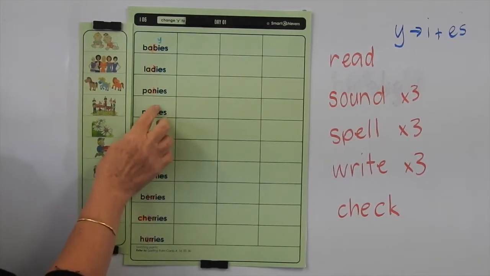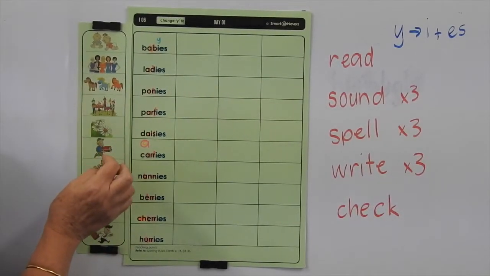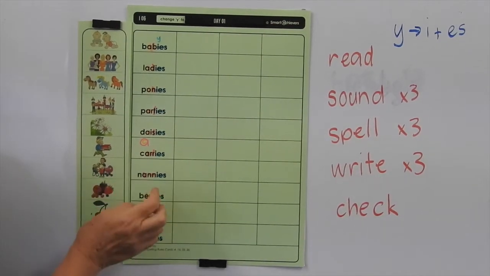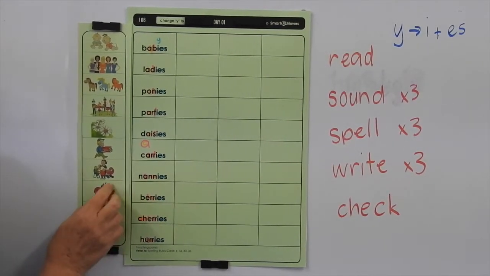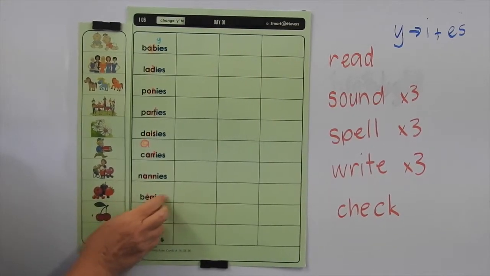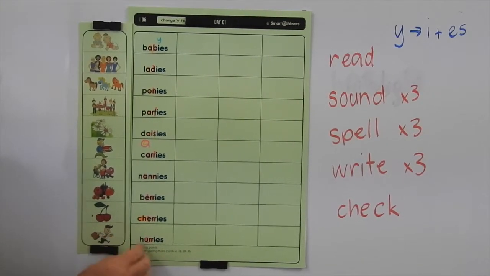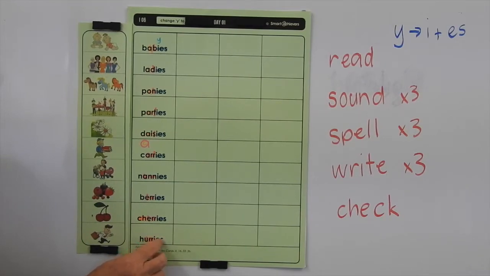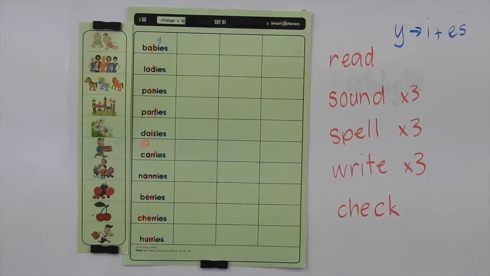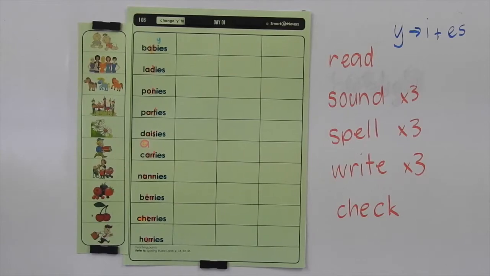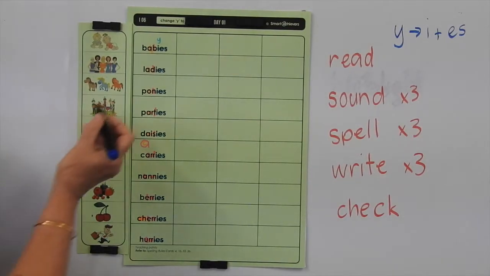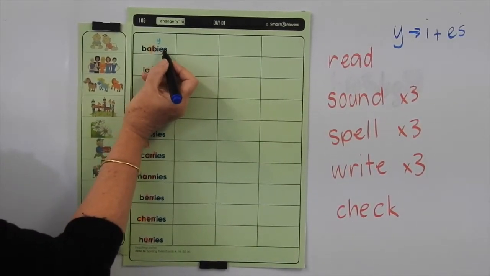So quite a few of these words are nouns, but we do have some verbs in here too. Berries is something that you can eat, and if you have lots of them, which you usually do, we say berries. Cherries is another type of fruit, and hurries, we've changed the Y to an I too. It means to go fast, go somewhere quickly. Okay, let's read the word, sound the word, spell the word, cover them and write them. So don't forget you've got quite a bit in here. Don't forget you're changing the Y to an I and you're adding the ES.